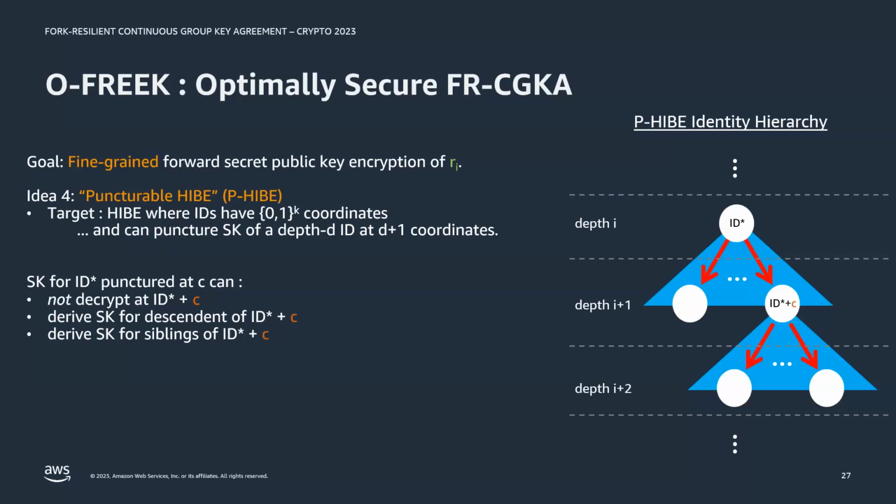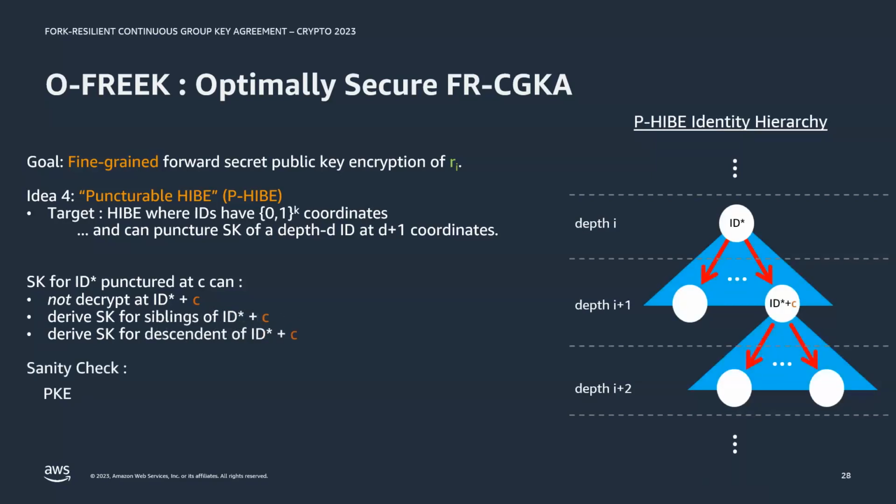The second thing you want is just correctness, right? You want to be able to keep going to the next and the next and the next epoch, which means you need to be able to, with this punctured key, derive any descendant of it. So although you can't decrypt at ID plus c, you can still derive the key to ID plus c prime. Right? You can keep going down. And for fork resilience, you need to be able to derive siblings, right? So any ID plus c prime where c prime is different. So those are the three properties we need in this function.